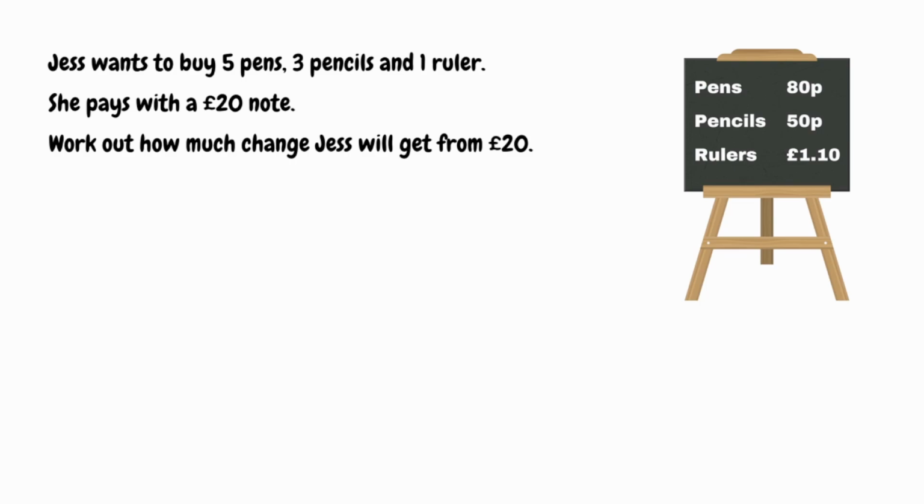And we can see on the right-hand side on the board, we're given the prices of all the different items. So again, just like before, we need to figure out how much Jess has spent in total. And then to figure out her change, we can just take that amount away from the £20 note that she pays with. So let's start with the pens.